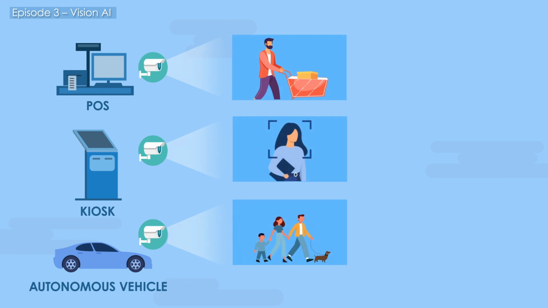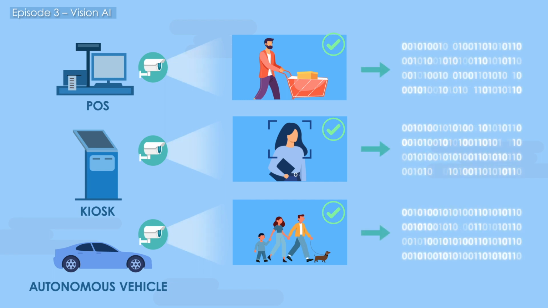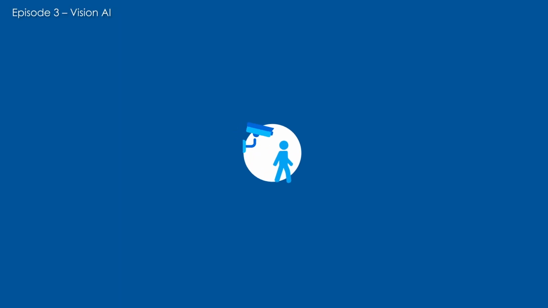So if we put a camera on different machines, a POS, point of sales, a kiosk, an autonomous car, a lot of objects are traveling and moving around the camera, right? And then that can be recognized by computer vision, and what comes out is not only the video anymore, it will be a lot of data.